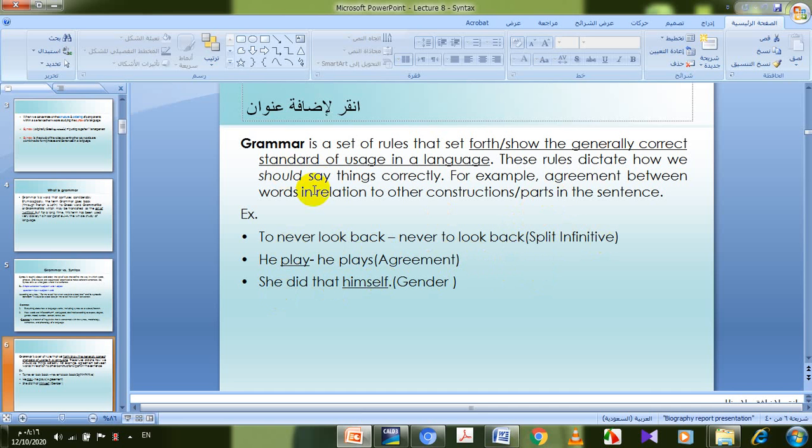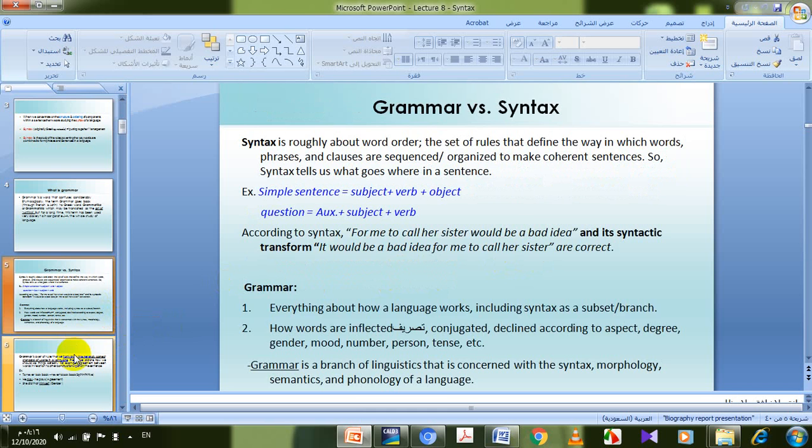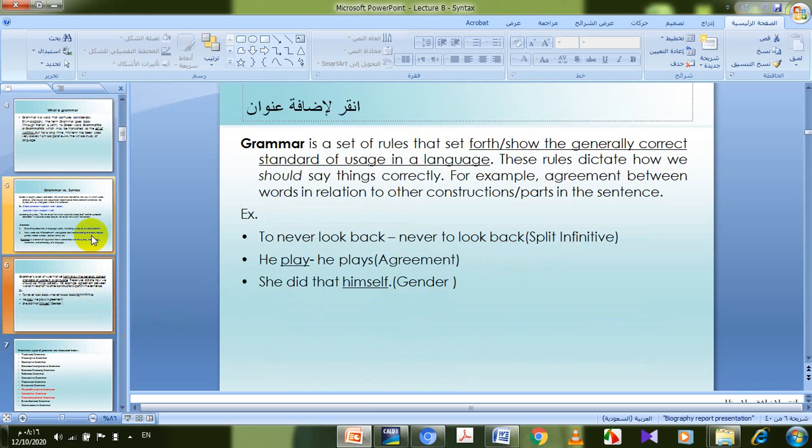Next, so this is grammar. We have gender, we have agreement, we have split infinitive. Next point. What is the next point?